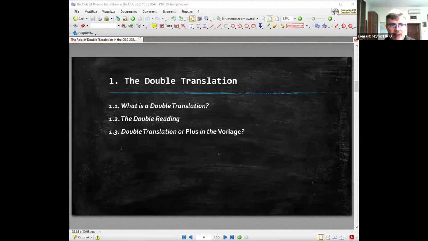So in the first part of my presentation, I just want to focus your attention on the double translation itself. Then I will present something about the double reading, which is very close to double translation, but should probably be distinguished from it. And then in the end, I will try to answer some first basic methodological questions about the double translation.